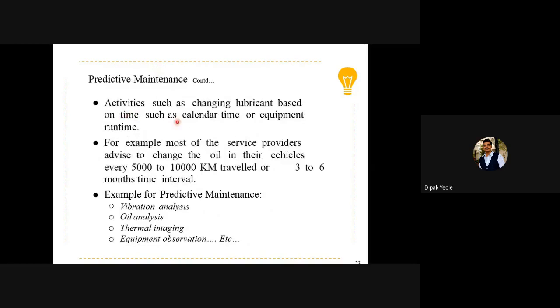Again, the activities such as changing the lubricant based on time, such as calendar time or equipment runtime. We are always interested in using rotating equipment. So we are using the alternator, we are using the motor, and obviously we need the lubricant inside this. And we have to make sure that we change this lubricant over the period of calendar time. So what is the meaning of calendar time? One can say that the company has provided the calendar time.